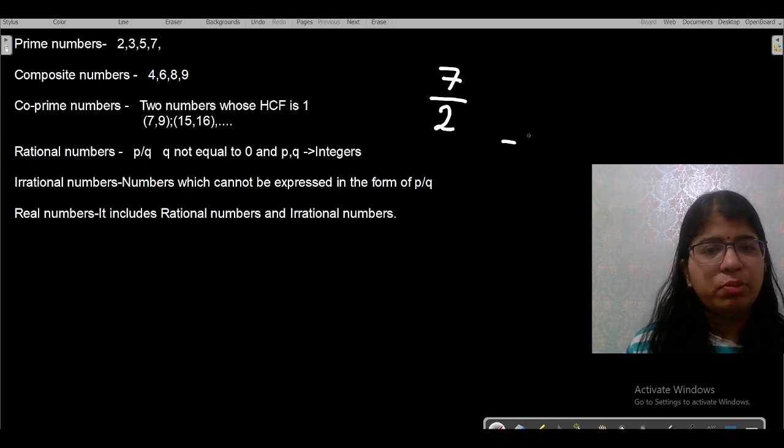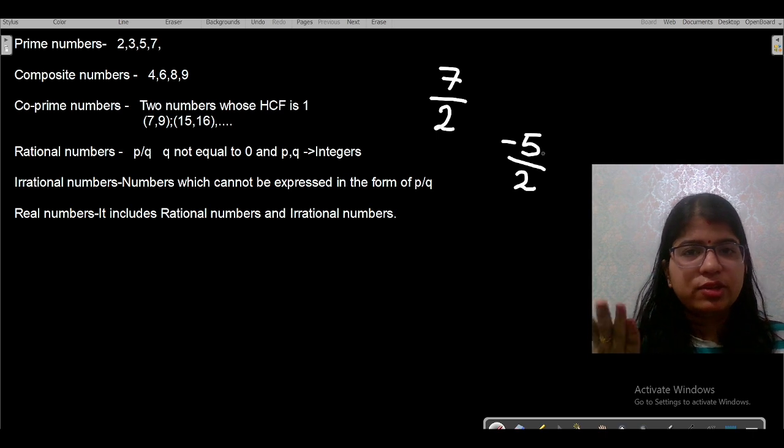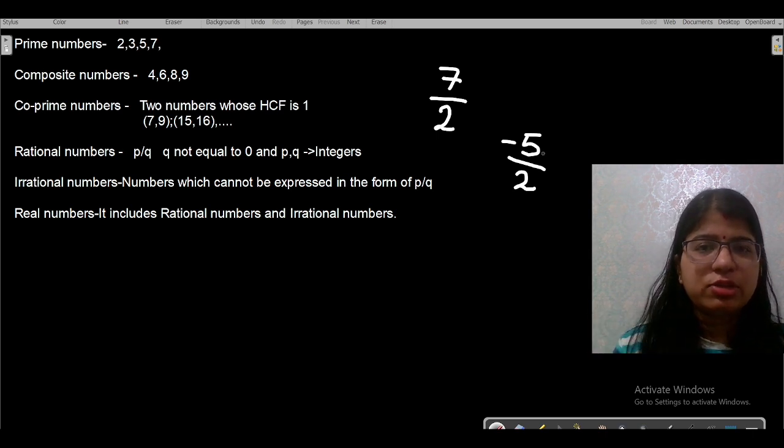Like if I give you the example of minus 5 upon 2, will it be a rational number? You will say yes, it is a rational number because it can be expressed in the form of P upon Q, where P and Q are integers. Here we can see minus 5 and 2 are integers and 2 is not equal to 0. So this is also a rational number.